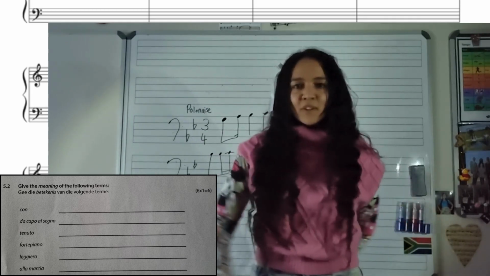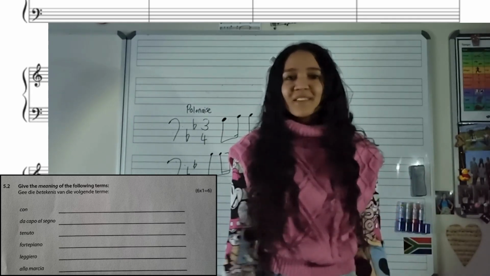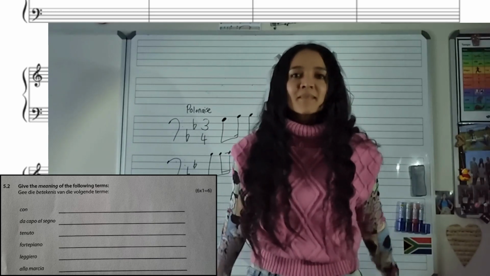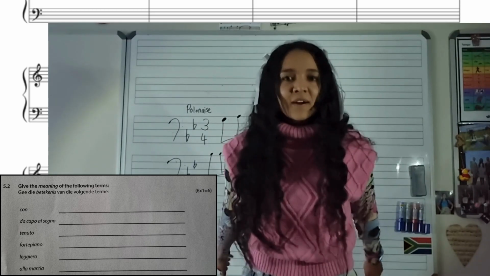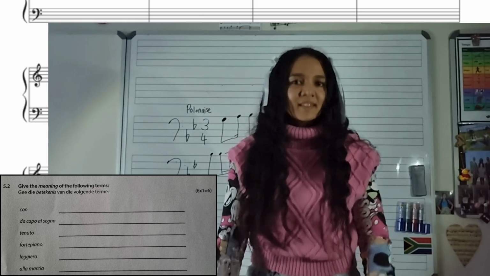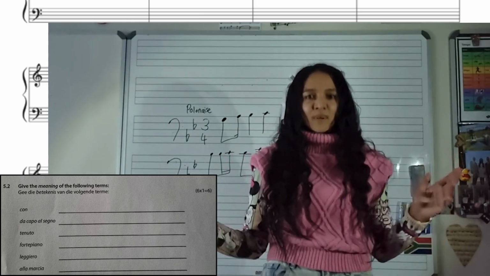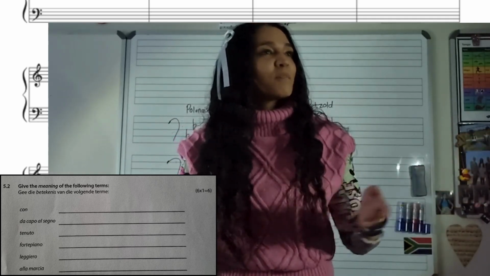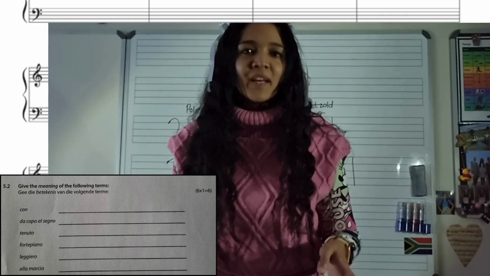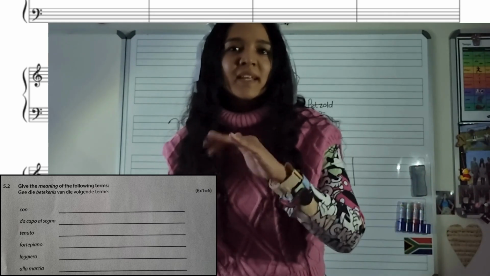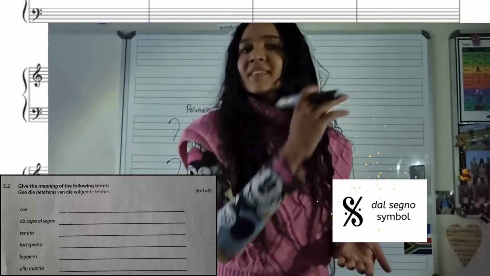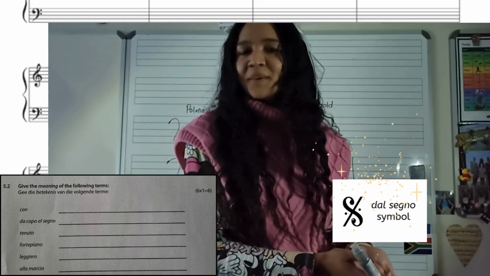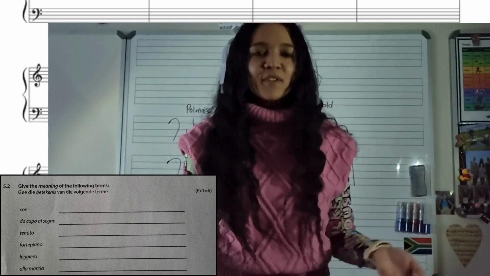Yes, they only award us 1 mark for each of the terms that they're going to ask us, but let's be systematic here. They ask us 6 in total, so we will be getting 6% here if we do get this question correct. So first things first, they ask us con, which is a combining word. It means with. Then da capo al segno, it means repeat from the beginning up to where you see the sign, the segno. Then we have tenuto, which means hold a note for its full value.